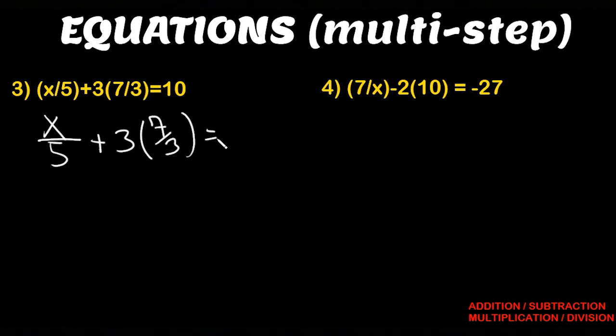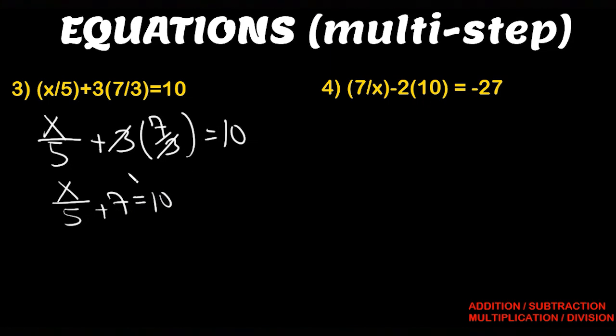Okay, equal to 10. So this one actually works out pretty nice because look what happens with my fraction here. These 3's are actually going to cancel out. I'm going to be left with just 7 there. So now I have x over 5 plus 7, all equal to 10, right?